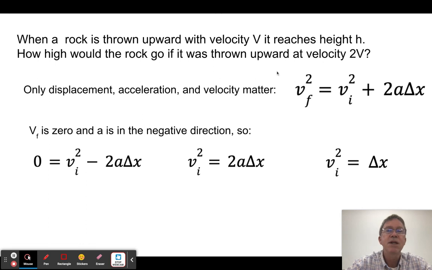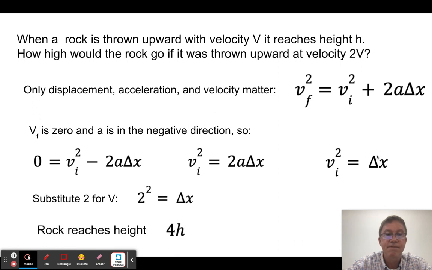Now the question is, if I threw it at 2v, so if I put a 2 here, 2 squared is 4, it should go 4 times higher. That's how we do it.